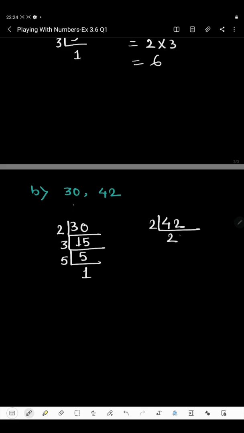So the prime factorization of 18 is 2 into 3 into 3. Okay, so we'll write the factors here. After that, we'll write the prime factorization of 60, which is 2 into 2 into 3 into 5.